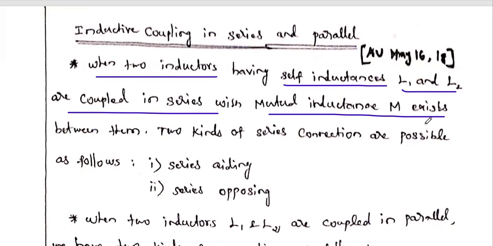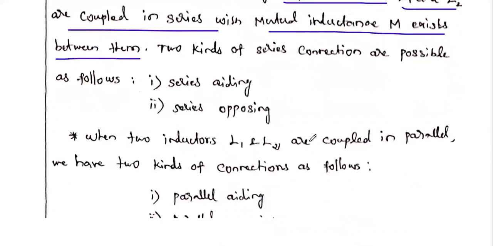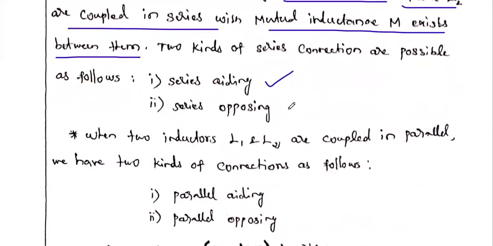Already you know that when two coils are placed very close together, a mutual inductance is induced between the two coils. That is indicated by the mutual inductance, so the mutual inductance between the two coils is capital M. Then in the series connection, two types of series connection are possible: one is series aiding, another is series opposing.